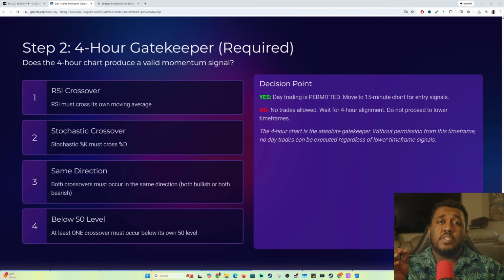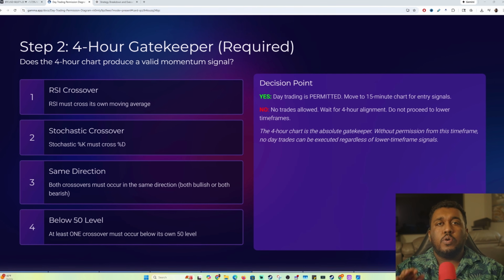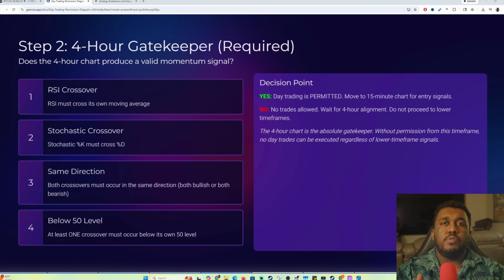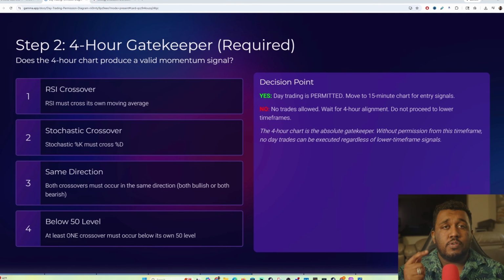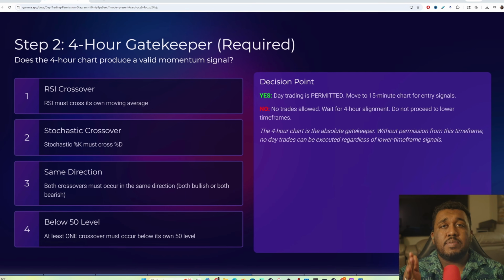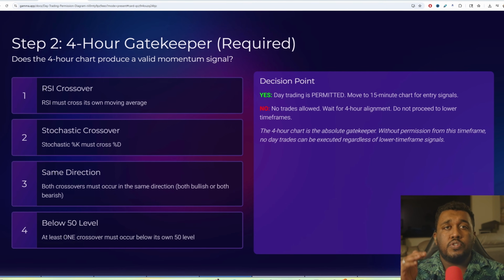Now, step 2 is going to be the 4-hour gatekeeper, and this step is absolutely required. The question is whether the 4-hour chart produces a valid momentum signal. The RSI must have a crossover and the stochastic must have a crossover around the same time. Both crossovers must occur in the same direction, either bullish or bearish.